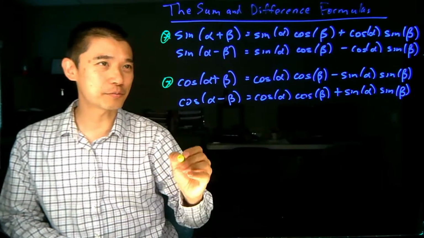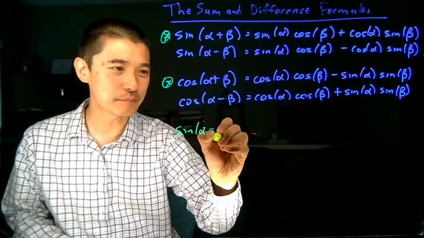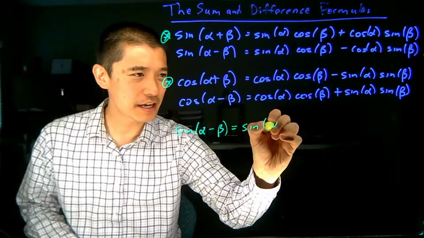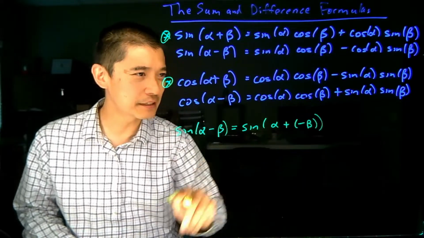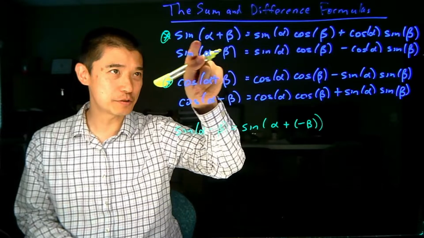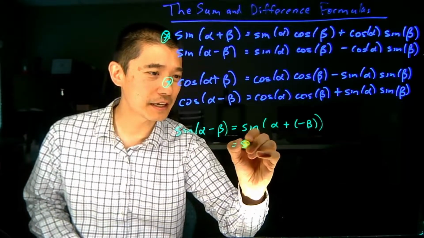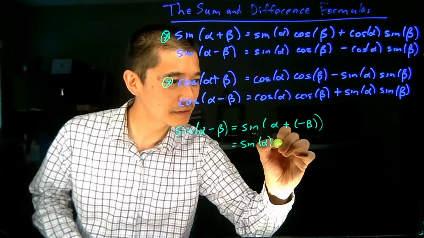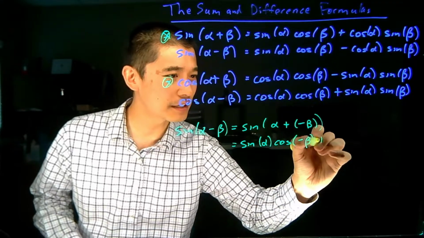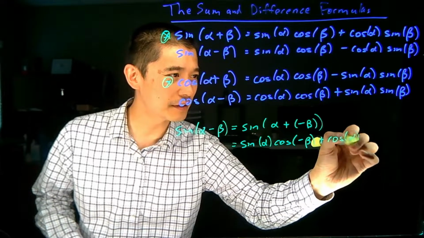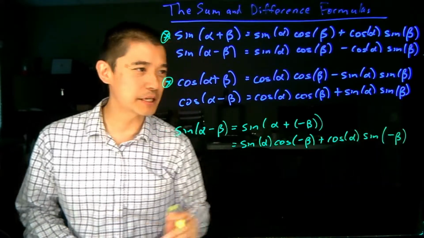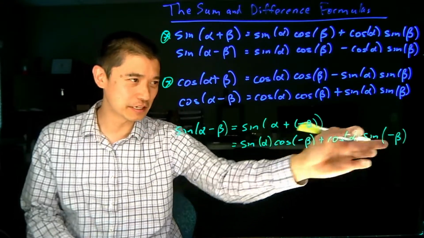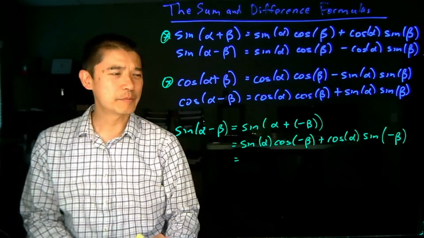So I'll show you how this works. So let's look at sine of alpha minus beta. We could rewrite subtraction as addition of the opposite, sine of alpha plus negative beta. Now this is a sum of angles, and so we could use the top line. So sine of alpha cosine of negative beta plus cosine of alpha sine of negative beta. Right, so all we did is instead of writing beta, we have plus negative beta, so we put the negative beta in those positions. From here, we use the negative angle identities.